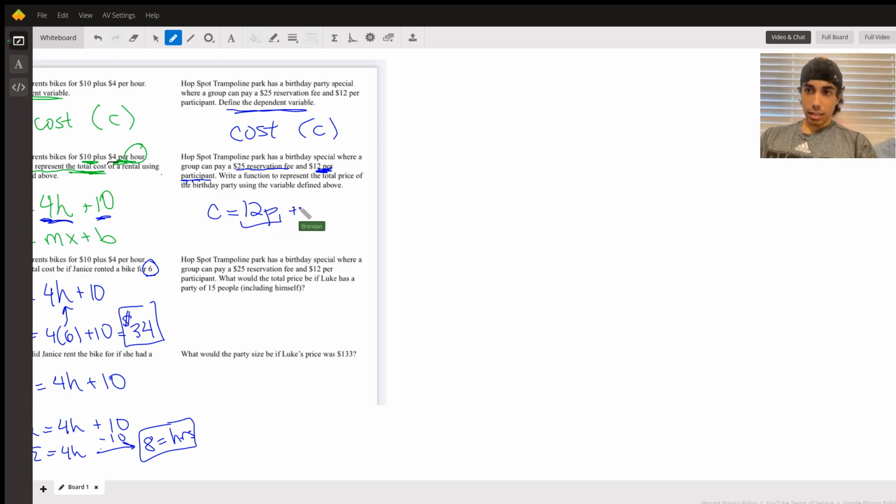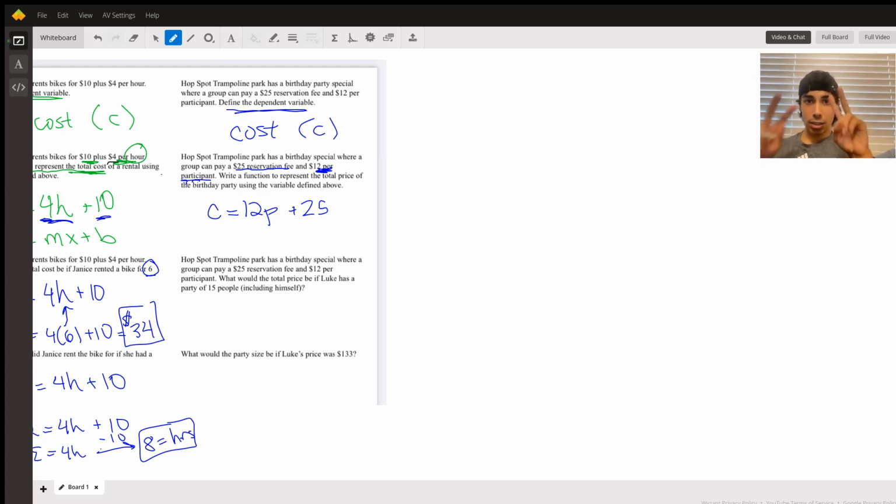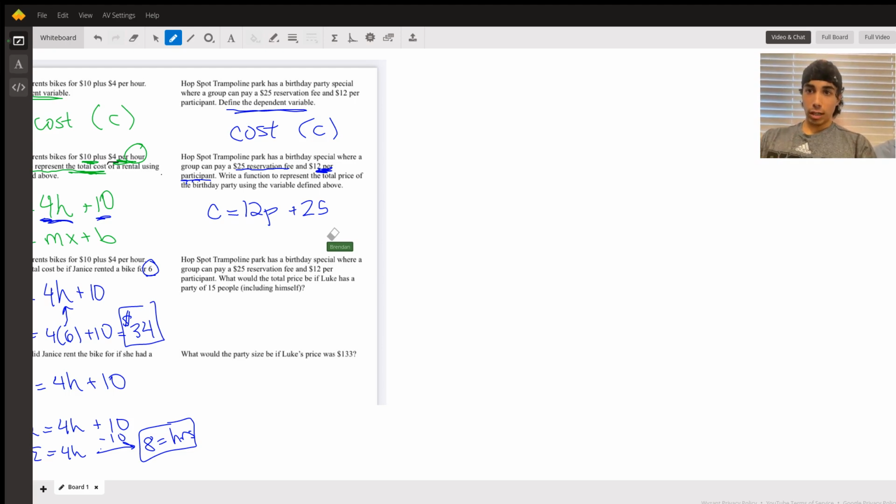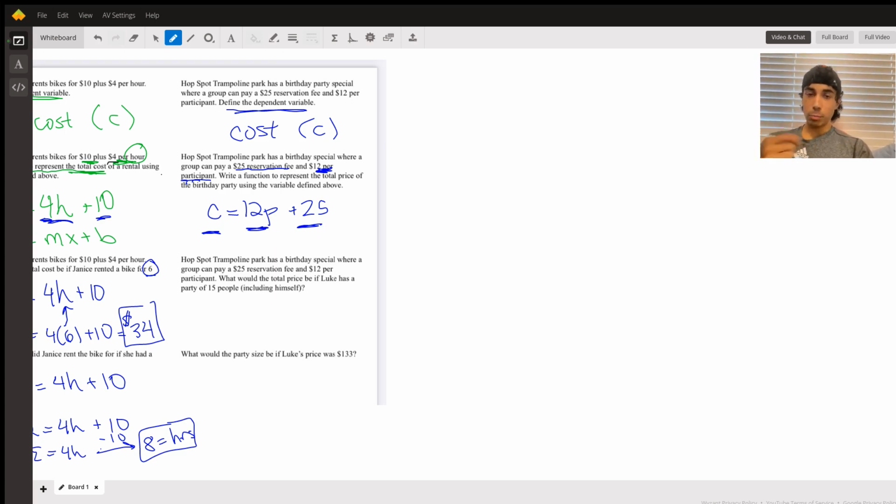And then plus that initial $25 fee. All right, so whenever you see things like a flat fee, a registration fee, anything like that, those are acting as your y-intercepts. Those are your start points. So if I want to interpret this equation that I just wrote, what I'm saying is that the cost is $12 per person plus the $25 it takes just to make that initial reservation. Even if I'm only taking like one person or two people, I still got to make that $25 reservation fee.